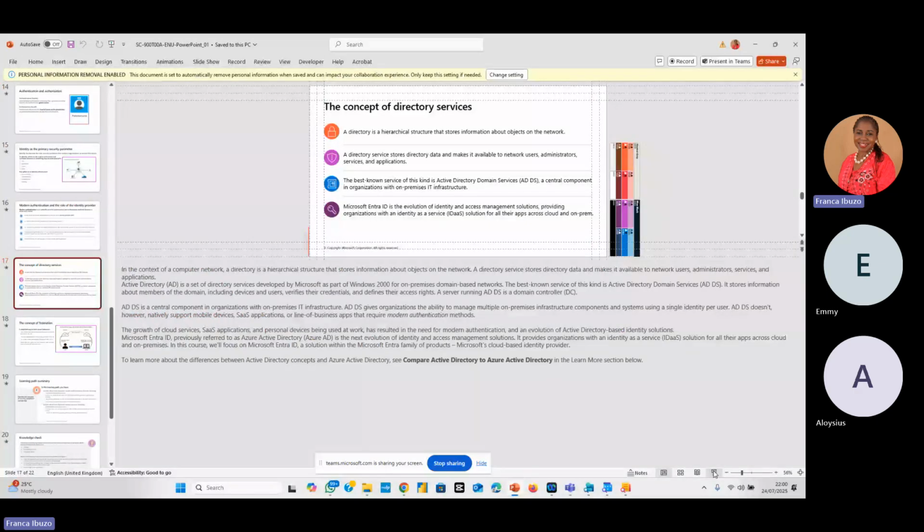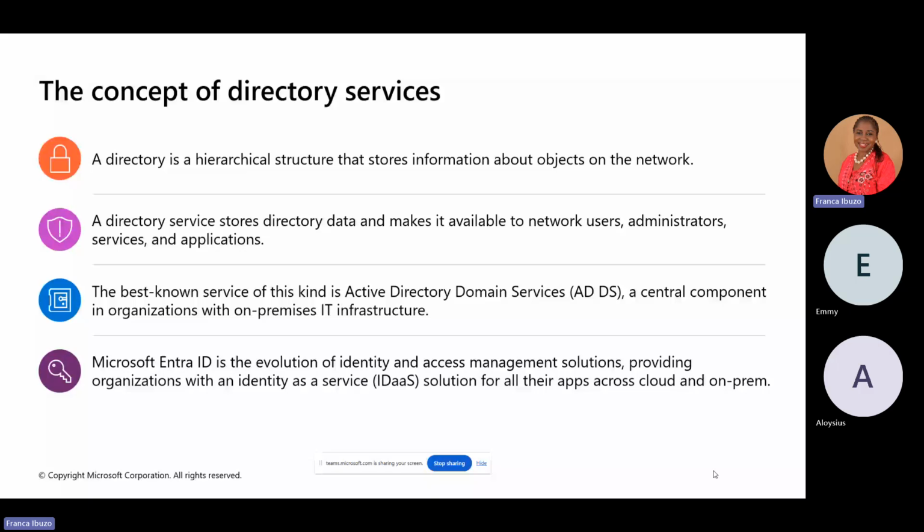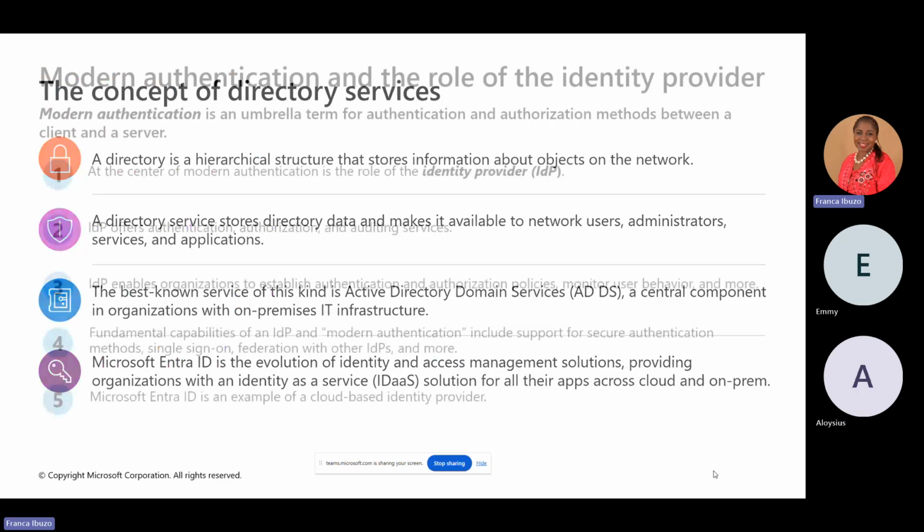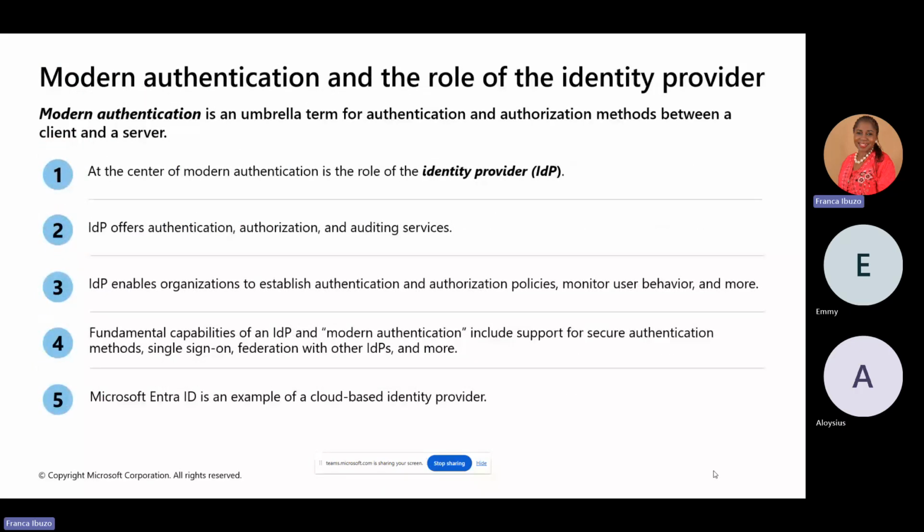So the concept of directory services. A directory, can somebody tell us what you even understand by directory? In computers, when you talk about directory, what is a directory in layman's language? Who wants to go?